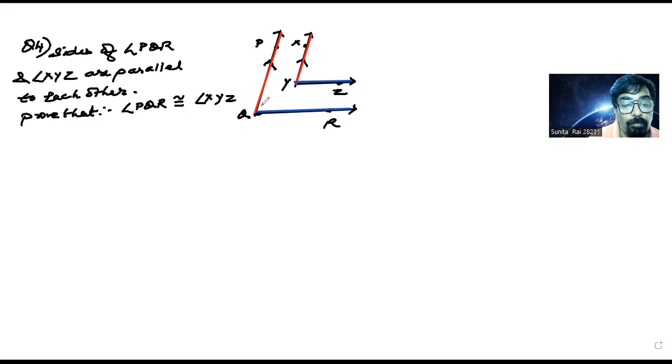And what do you have to prove? You have to prove angle PQR is congruent to angle XYZ. The blue angles which are marked, I have to prove they are congruent.